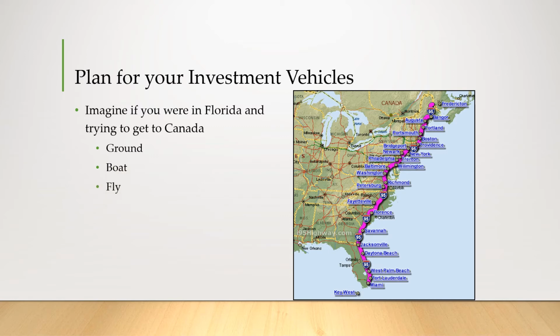Each one of those routes or vehicles will have a different cost, a different timeline, and a different risk tolerance. If I'm seasick a lot, that'll be a risk to me to take a boat. Or if I don't like flying, flying will be a little risky to me. Each one of those routes will get me there. Some will get me there faster, some slower. But eventually, using one of those modes of transportation, I will get there.